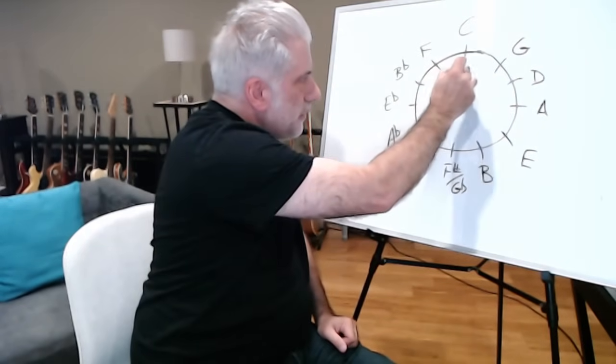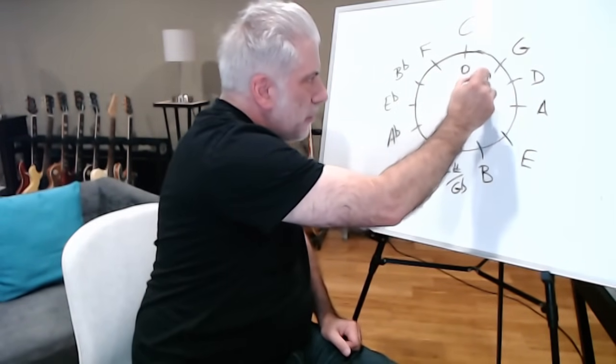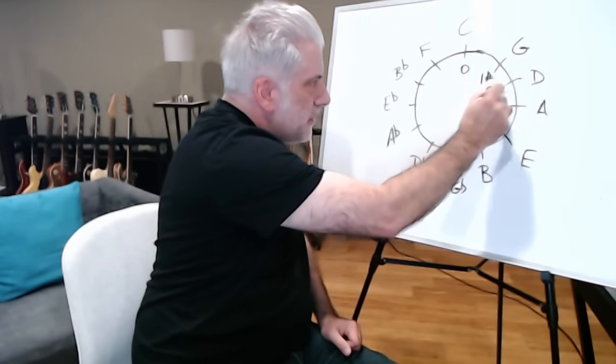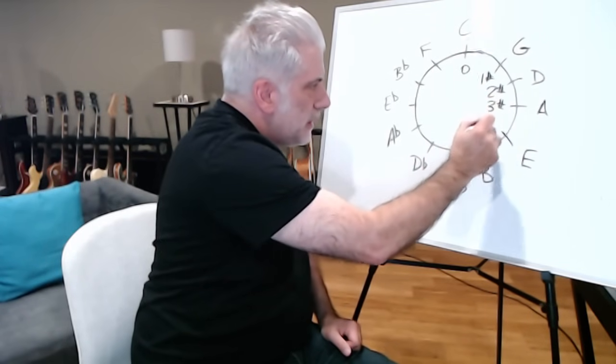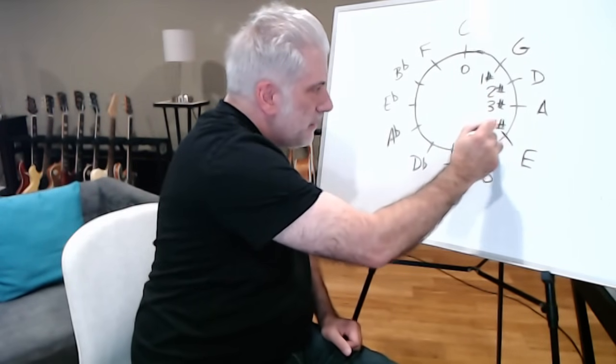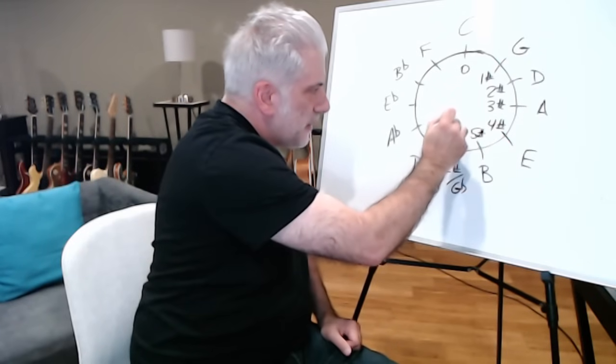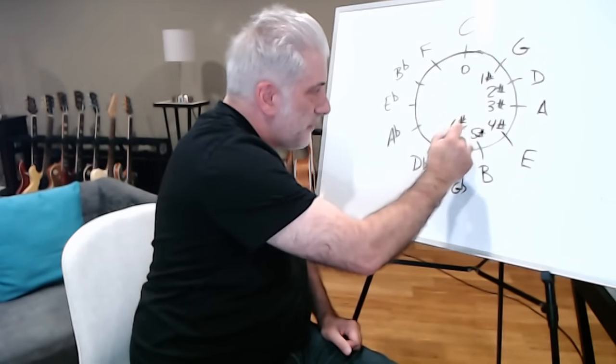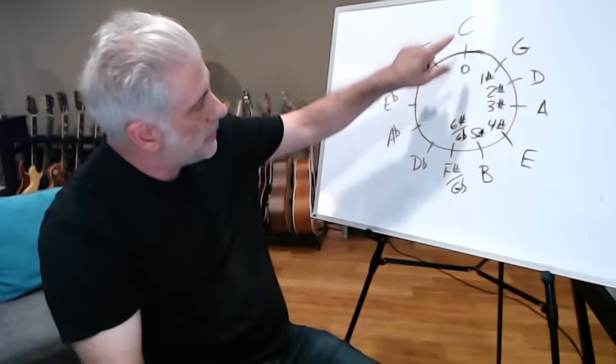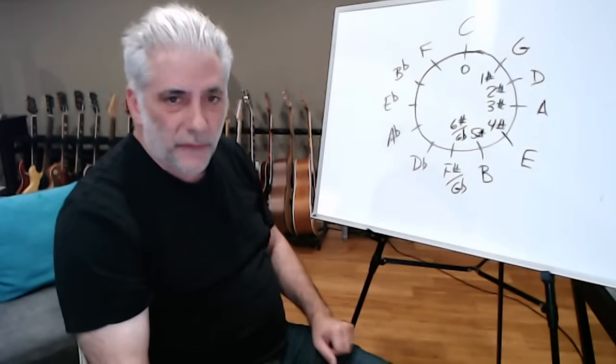C has 0 sharps and flats. G major has 1 sharp. D major has 2 sharps. A major has 3 sharps. E major has 4 sharps. B major, 5 sharps. F sharp major, 6 sharps, or G flat, 6 flats. That's where you turn it around. It's a tritone away, an augmented fourth away.